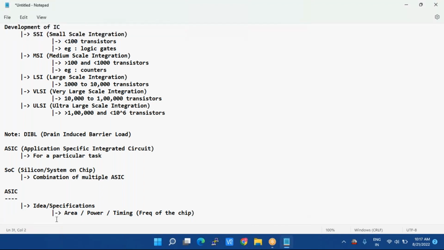Okay, clear so far? Now, after getting this idea and specifications, will I be able to implement my design directly? If I get the idea or specifications, will I be able to implement directly?